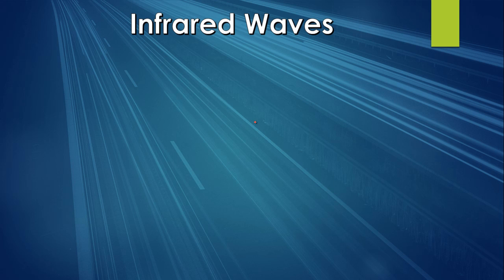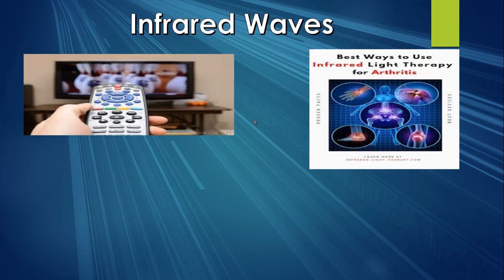One more thing, they are short range, they cannot travel long distances. So these are some examples. You can see that we can use remote controls to operate the TV, and these remote controls use infrared waves. And one of the best ways to use infrared is light therapy for arthritis. So nowadays infrared waves are also used in handling many cases in medical fields also.